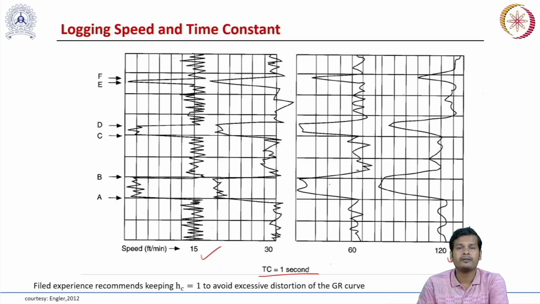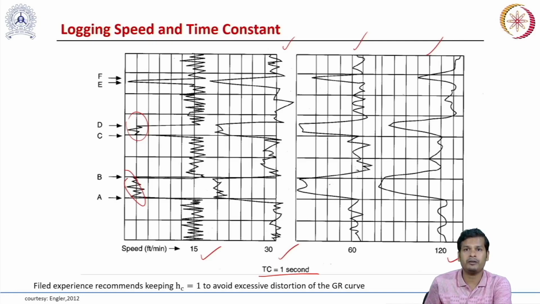At 15 feet per minute, you can see some variation. The curve is not smooth. The moment I increase the speed, you can see the fluctuations are removed, and the best record you can see in this figure is at 30 feet per minute or 60 feet per minute. Our log responses are much closer to the true natural radioactivity from the formation.